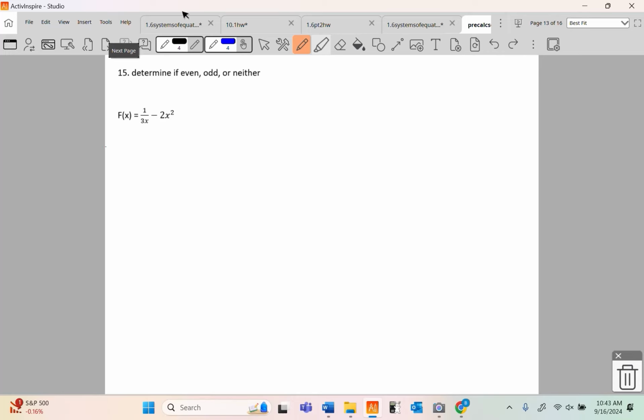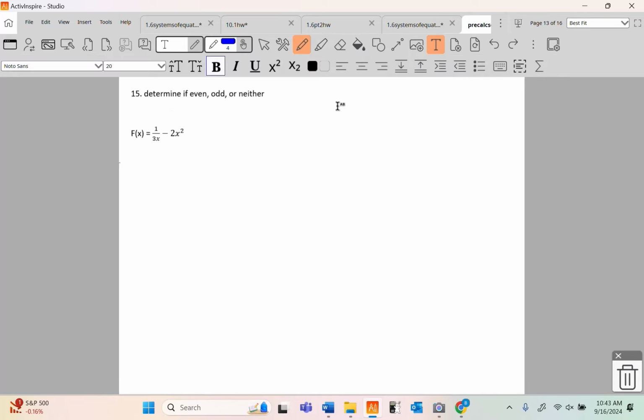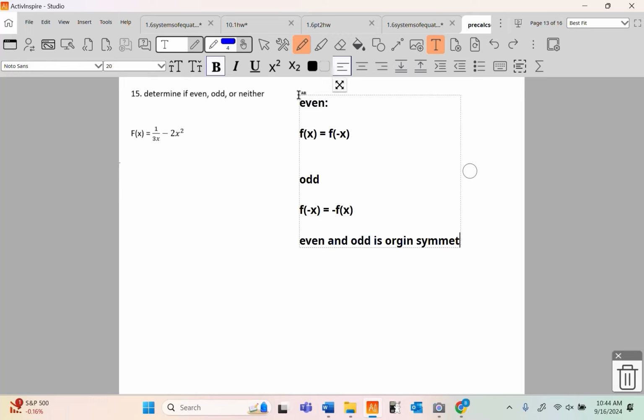Number 15, determine if even, odd, or neither. Y'all didn't do so hot on this last test. Remember I told you I'd make this test cumulative so I could adjust your grade? So on an even situation, f of x is equal to f of -x. In an odd situation, f of -x equals -f of x. And if it's not either one of those, it's neither. And if you're even and odd, then you have origin symmetry, which is kind of interesting. That happens sometimes. So anyways, I'm just going to go through and do the test.